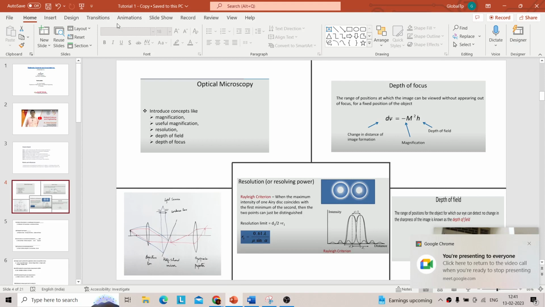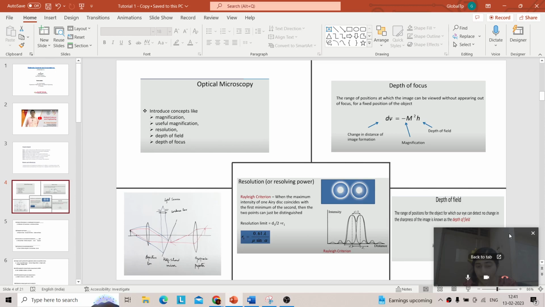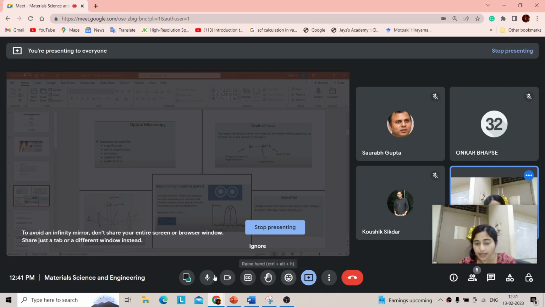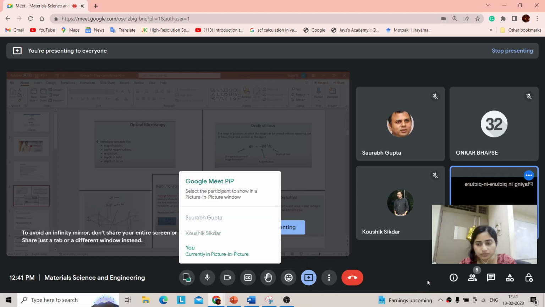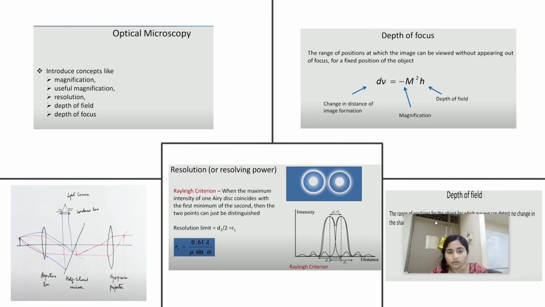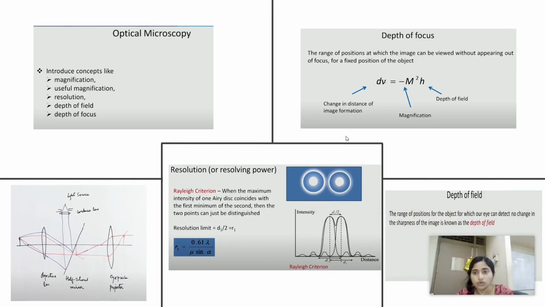Okay, now that is the resolution. Depth of focus is the range of position at which the image can be viewed without appearing out of focus. The change in the distance of image formation is equal to minus m square h, where m is the magnification and h is the depth of field.